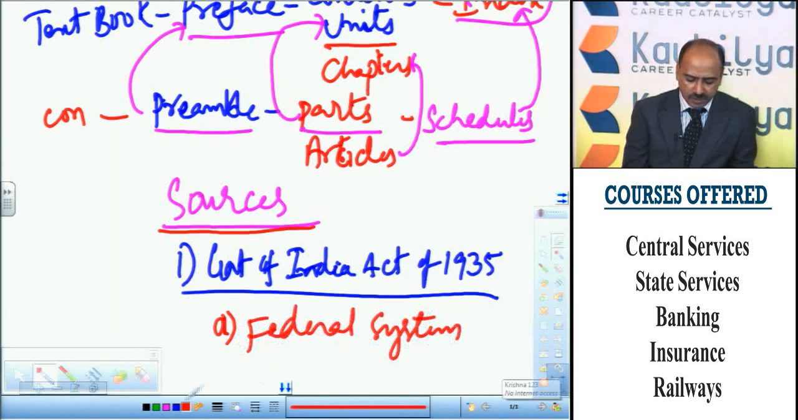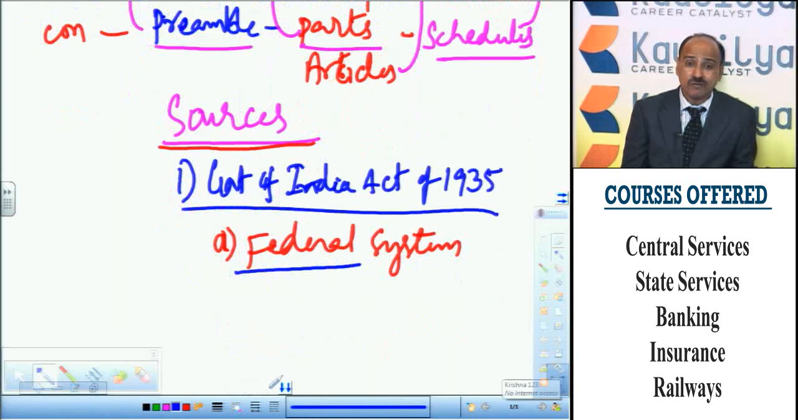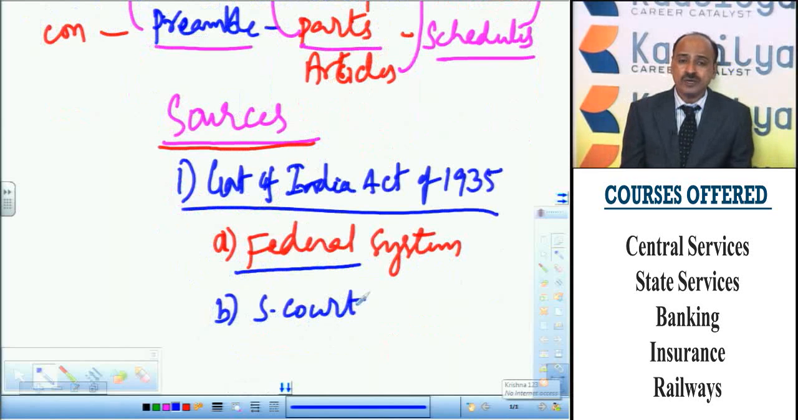But the word federal is not mentioned anywhere. Division of powers, fundamental rights, written constitution, these are federal concepts. The word federal is not defined anywhere in our Constitution, but it has some federal features, which we borrowed from the Government of India Act 1935. The Supreme Court concept was also borrowed, but only the concept. The powers, independent judicial system, judicial review, and appointment and removal procedure of Supreme Court judges were borrowed from America.